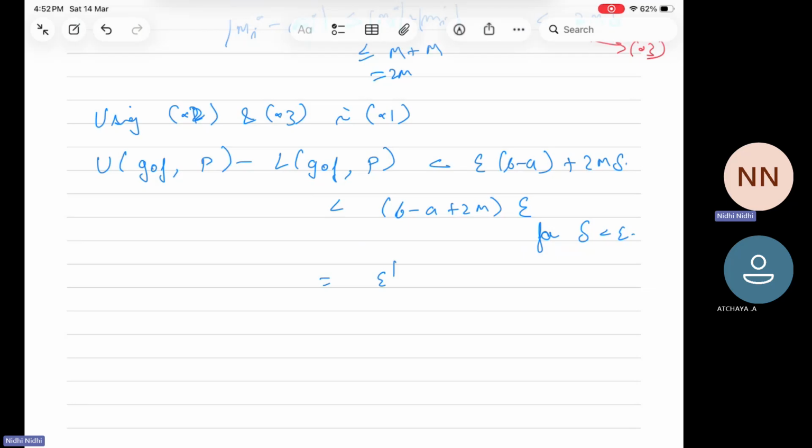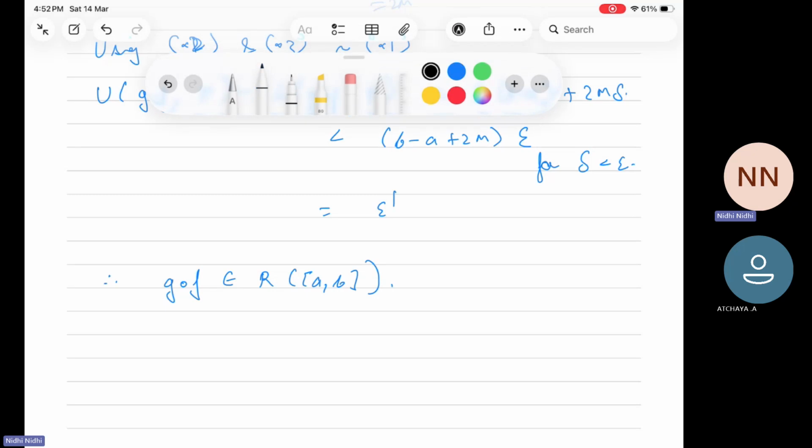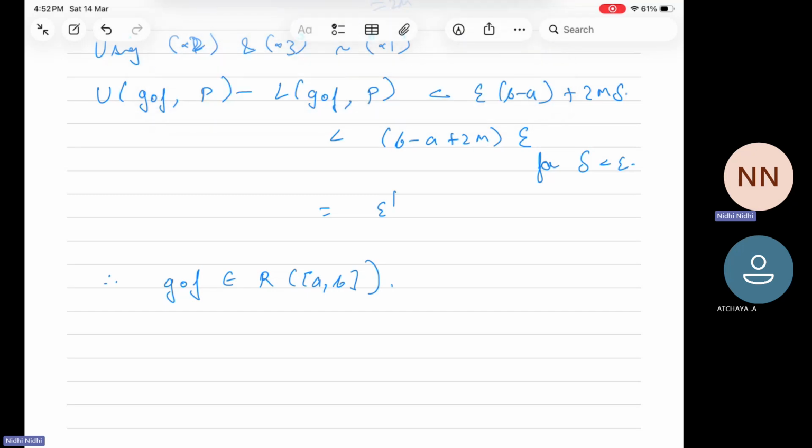Hence, for any positive epsilon prime, we were able to get a partition such that U(g∘f, P) minus L(g∘f, P) is less than epsilon prime. That means this g∘f is Riemann integrable on the closed interval a to b. I hope this is clear. Let's move to the next question.